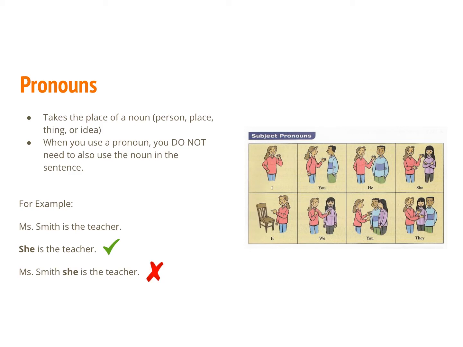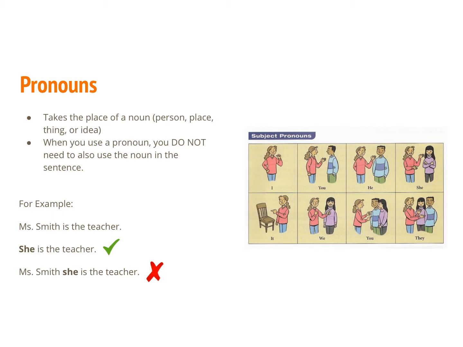Let's talk about pronouns. A pronoun takes the place of a noun. And remember that a noun is a person, place, thing, or idea. And when you use a pronoun, you do not need to also use the noun in the sentence. So let's look at an example.